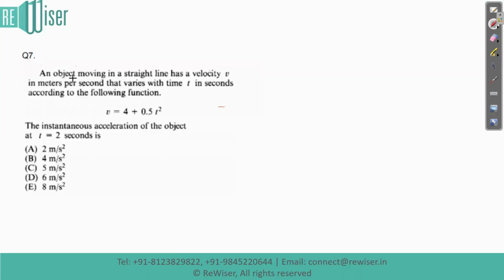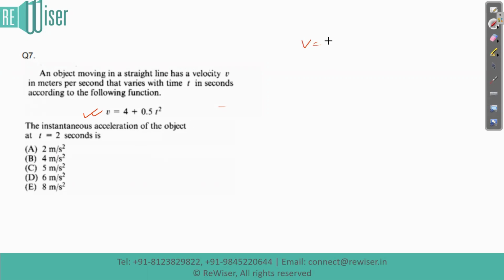Hello, as you can see in this question, it is asked: an object moving in a straight line has a velocity v in meters per second that varies with time t in seconds according to the following function. So the velocity function is given. The instantaneous acceleration of the object at 2 seconds we have to find.